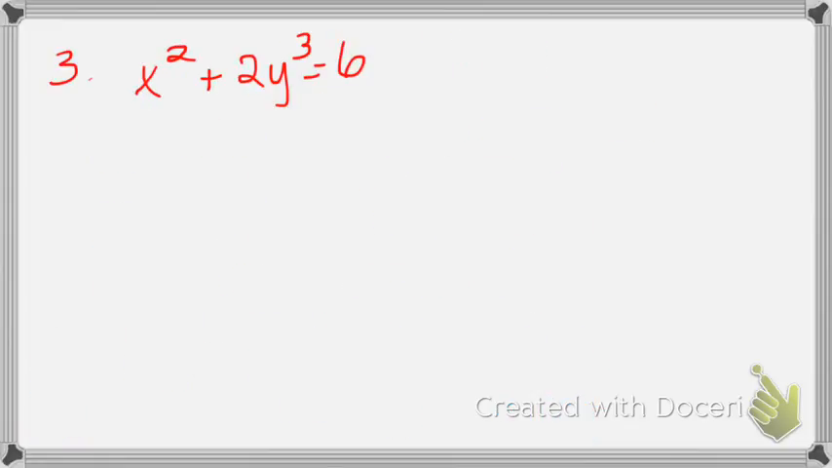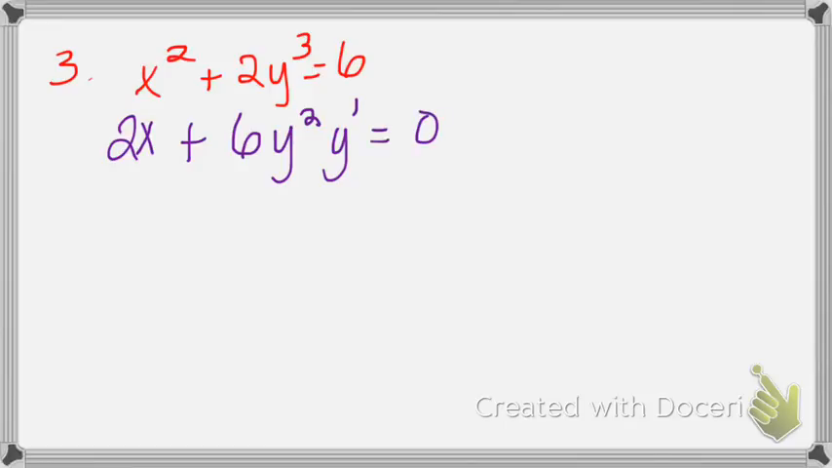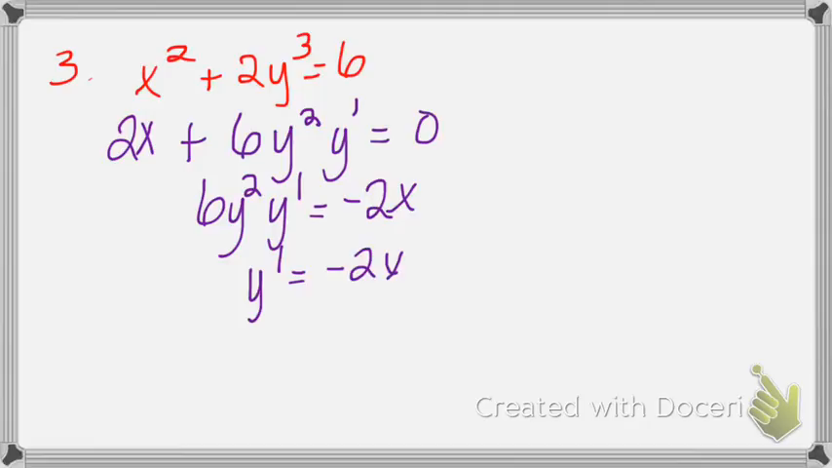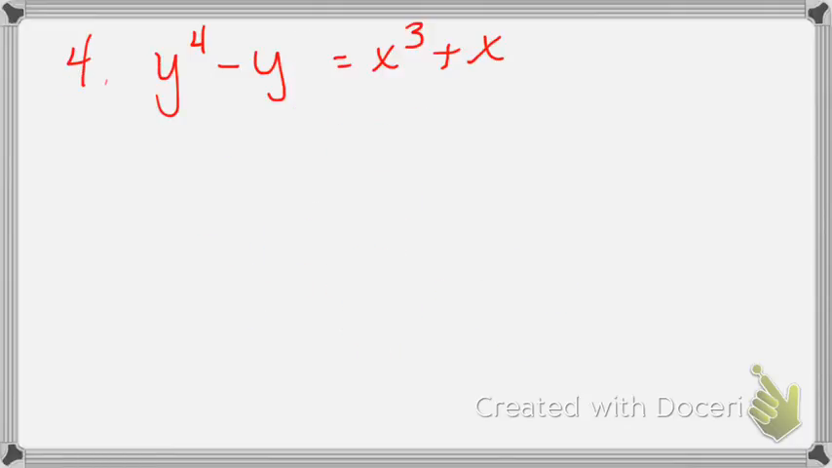Okay, here's another one. The derivative of x squared is 2x. The derivative of 2y to the third would be 6y squared times the derivative of y, which is y prime, which equals 0. We're going to move the 2x to the other side. And then we're going to divide by 6y squared. You can leave it like that, or you can reduce if you want. And there's the derivative. Okay, here's another one.